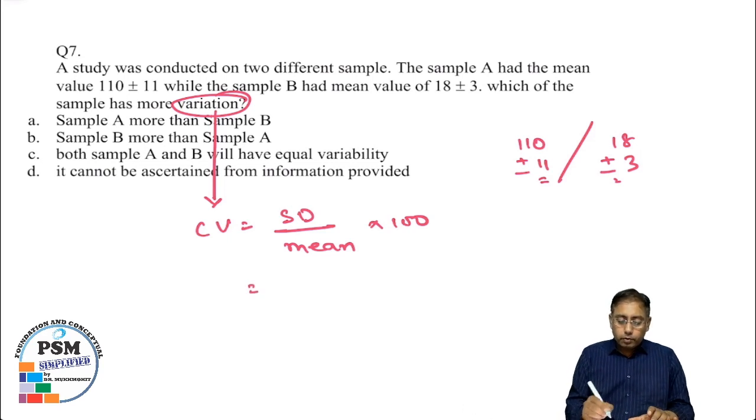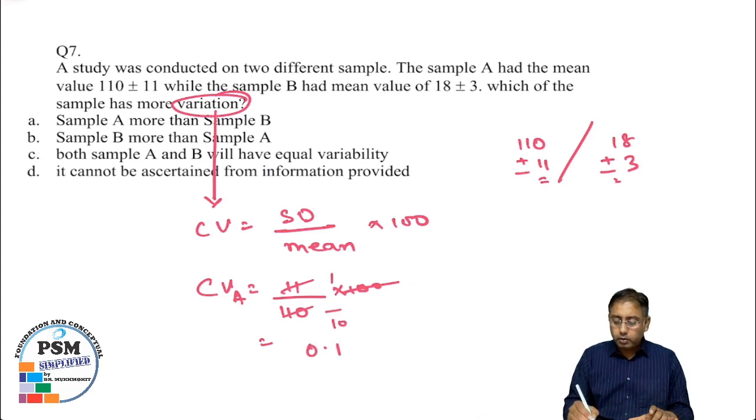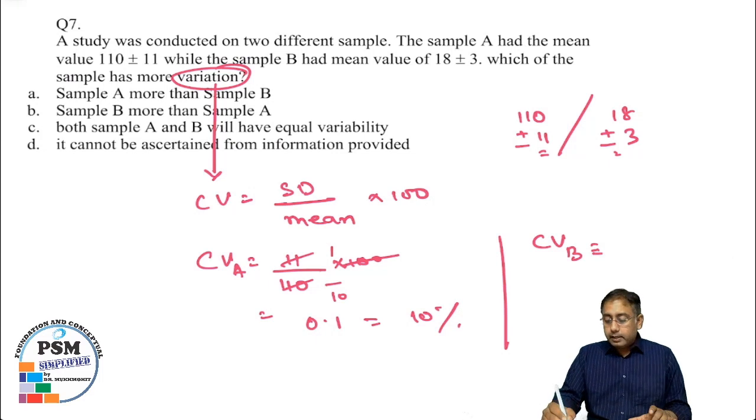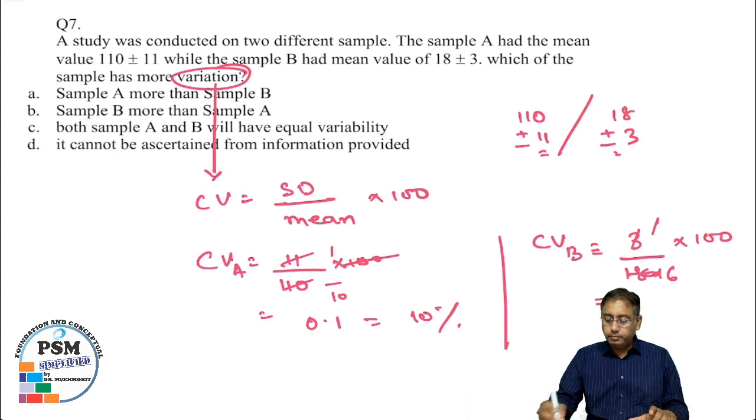So what do we have? Coefficient of variation for sample A is standard deviation 11 by mean 110 into 100. Leave aside 100. This is 1 by 10 or 0.1, or it is 10% variation. Next is the coefficient of variation in sample B. The standard deviation is 3, the mean is 18. So 3 over 18 is 1 by 6 into 100. That would come out to be roughly 16%.